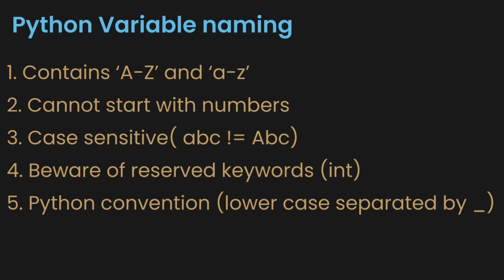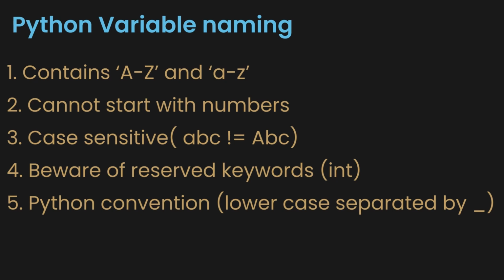Today, we're diving into a crucial foundation of coding in Python, variable naming conventions. When it comes to naming variables in Python, there are a few rules and best practices you should always follow. Firstly, your variables should only contain letters from A-Z and a-z. This keeps your code clear and free from unexpected errors that special characters might introduce.